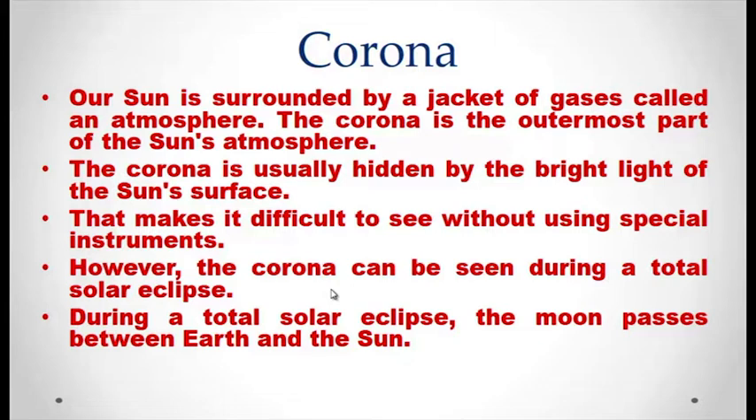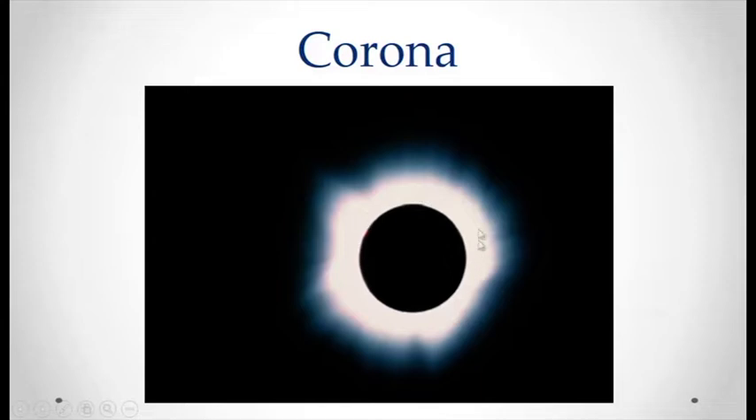During a total solar eclipse, the moon passes between the earth and the sun, so that the moon's image fully falls on the sun, so that you can see the corona. This is the total solar eclipse image. So you could see a white region around the black sun. This white region is the corona of the sun, the outermost layer of the sun.